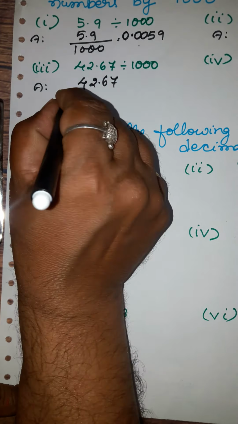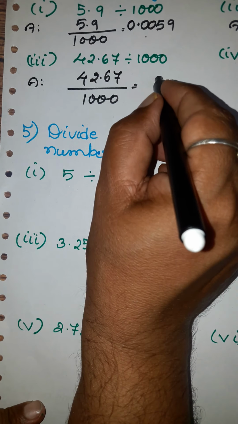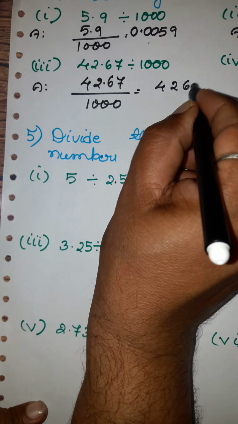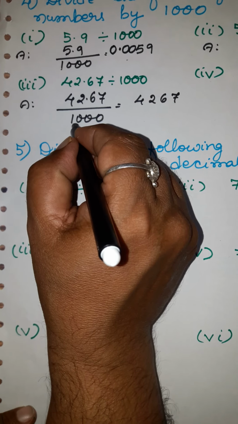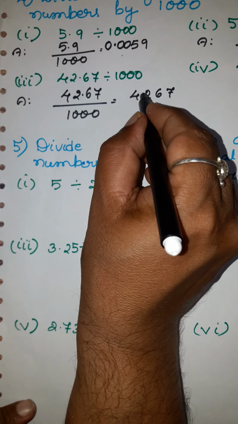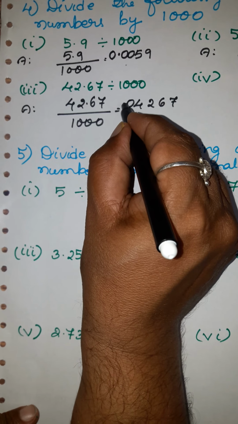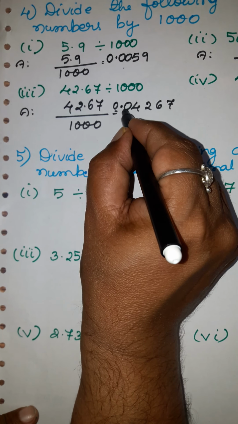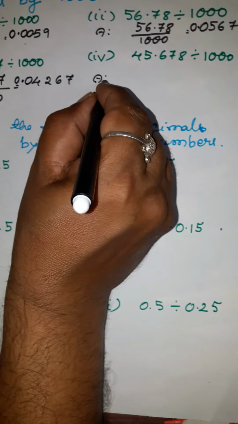The third problem, 42.67 divided by 1000. Write this number 4267 without point, because we have to shift the decimal point. So after 1 there are 3 zeros. You have to move 3 places. 1, 2, 3, then put 1 0 here. 0.04267.